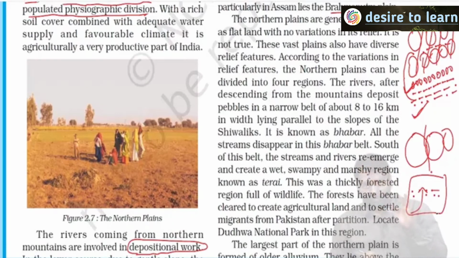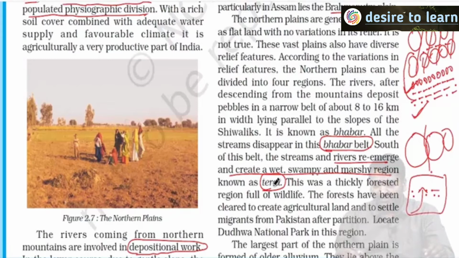So I am talking about different areas. The first important area is where big boulders are present. This is what I call the Babbar belt. And after this, the rivers re-emerge and create a wet, swampy and marshy region where small particles are present, and this is what we call the Terai region.